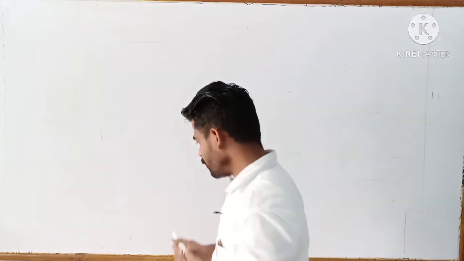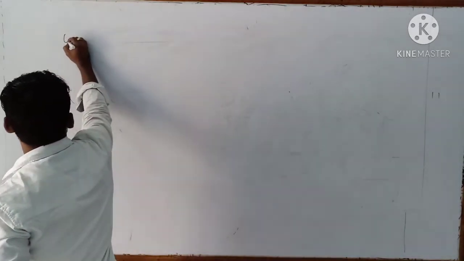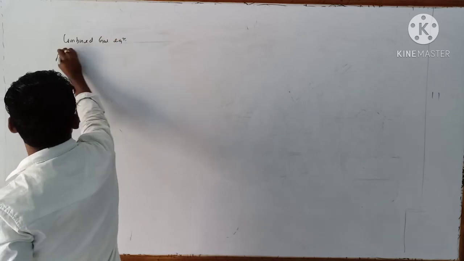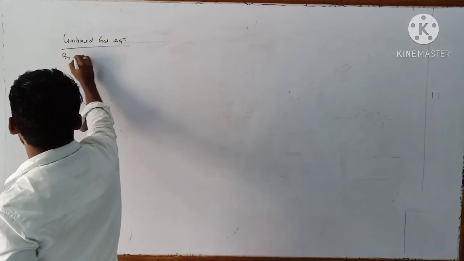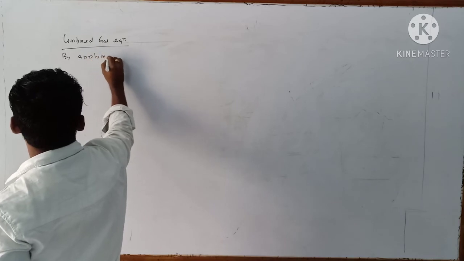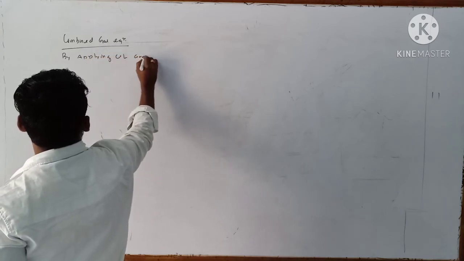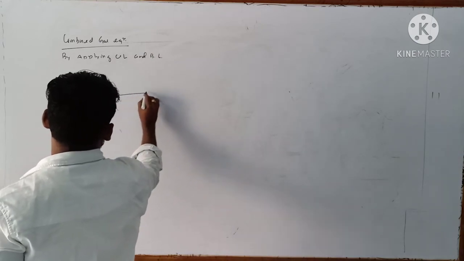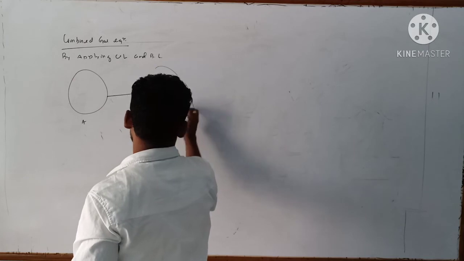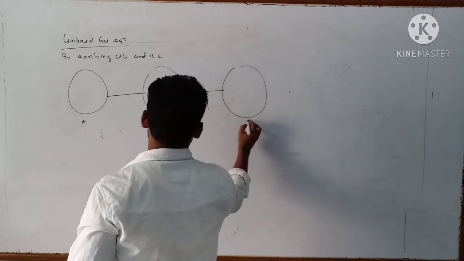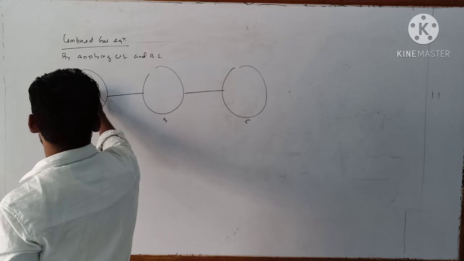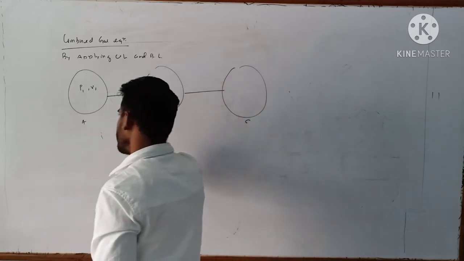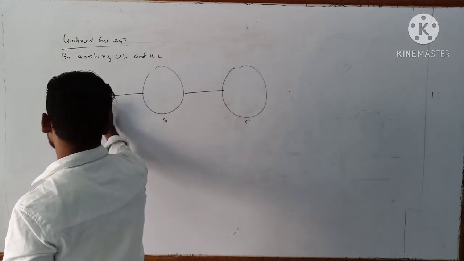Next, another important equation is the combined gas equation. You can derive it by applying Charles law and Boyle's law. Suppose a system is at A, it changes to B, and again B undergoes change to C. Let's say here pressure is P1, volume is V1, N is the number of moles of gas and temperature is T.